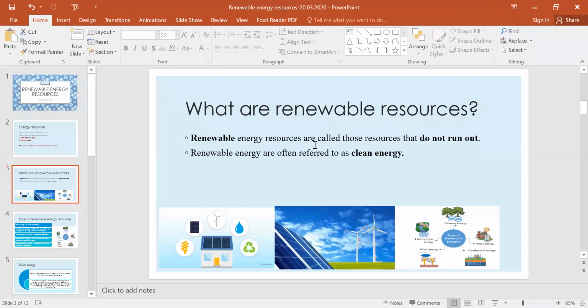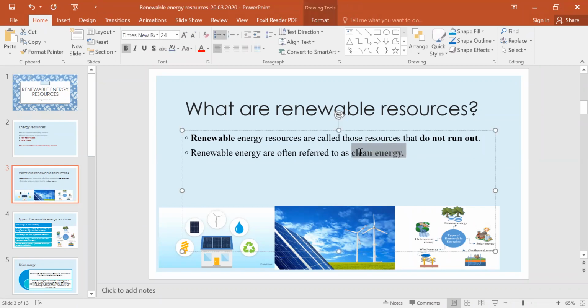The second type of energy resources is the renewable energy resources. From the name, it can renew or redo, or does not run out. That's why it is called the renewable energy resources. Most of the time, they are referred to as clean energy, and we're going to see why we call them clean energy.